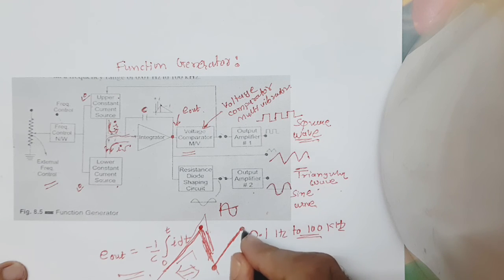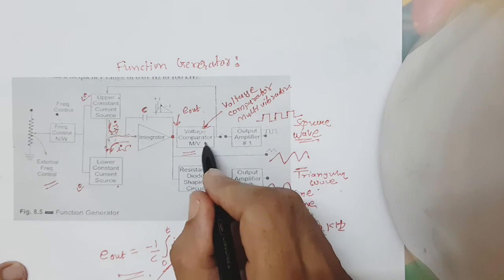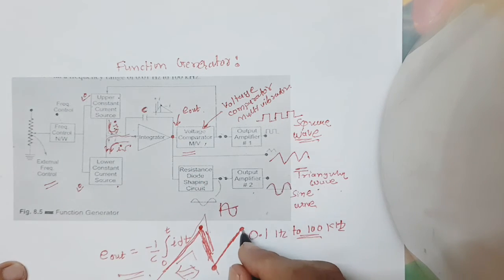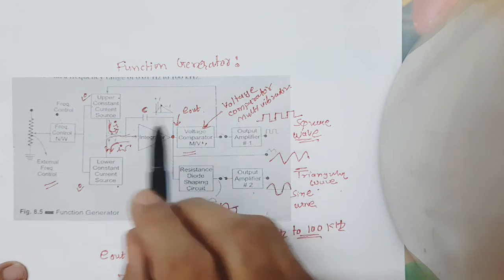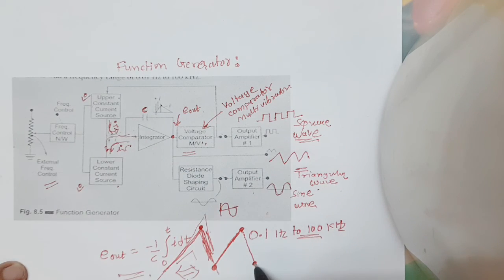When it reaches the predetermined upper level, again the voltage comparator changes state and the output decreases. And when it reaches the predetermined lower level, again the voltage comparator changes its state and connects to the upper constant current source, and in this way we are getting the triangular wave.